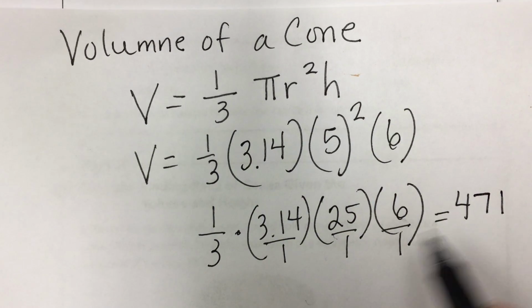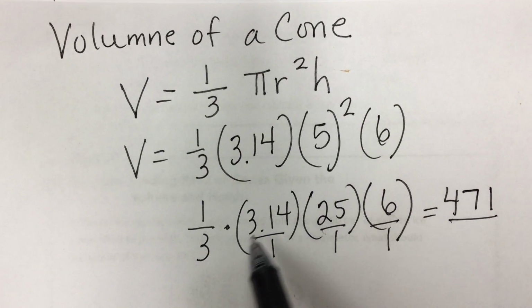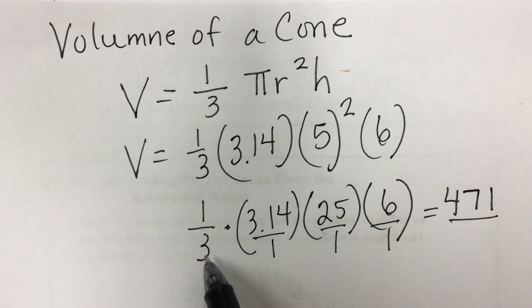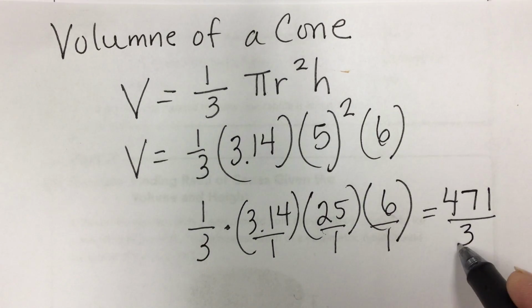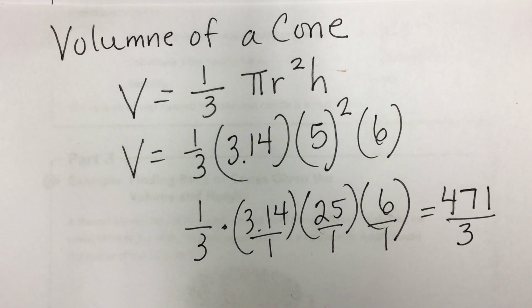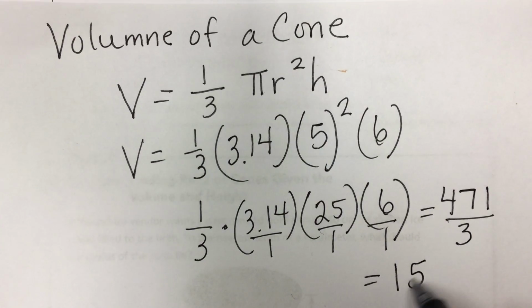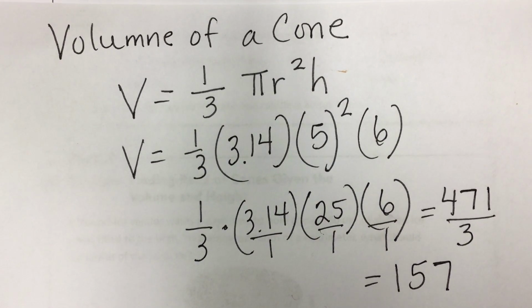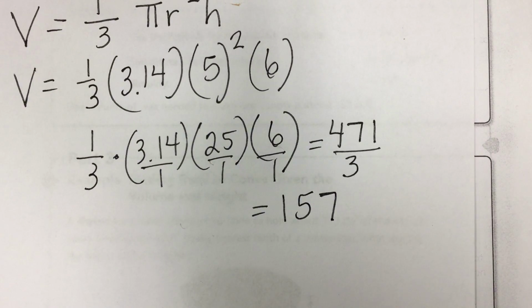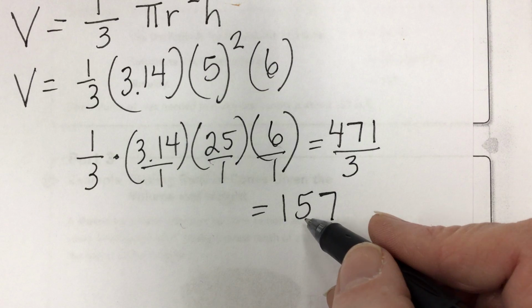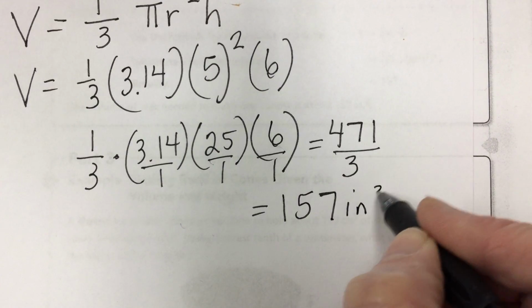471. Now, divided by, multiply straight across in the denominator. Well, 3 times 1 is 3, 3 times 1 is 3, 3 times 1 is 3. So we end up with 471 divided by 3, which gives me 157. So the volume of wax needed to make one candle is about 157 inches cubed.